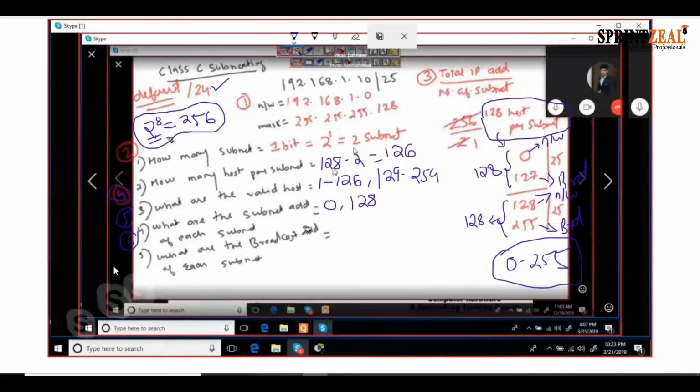Now last step is step number 7. What are the broadcast addresses of each subnet? So the first subnet broadcast address is 127, comma, last is 255. So actually it is 192.168.1.127 and 192.168.1.255. Got it? Write it down, step number 7.